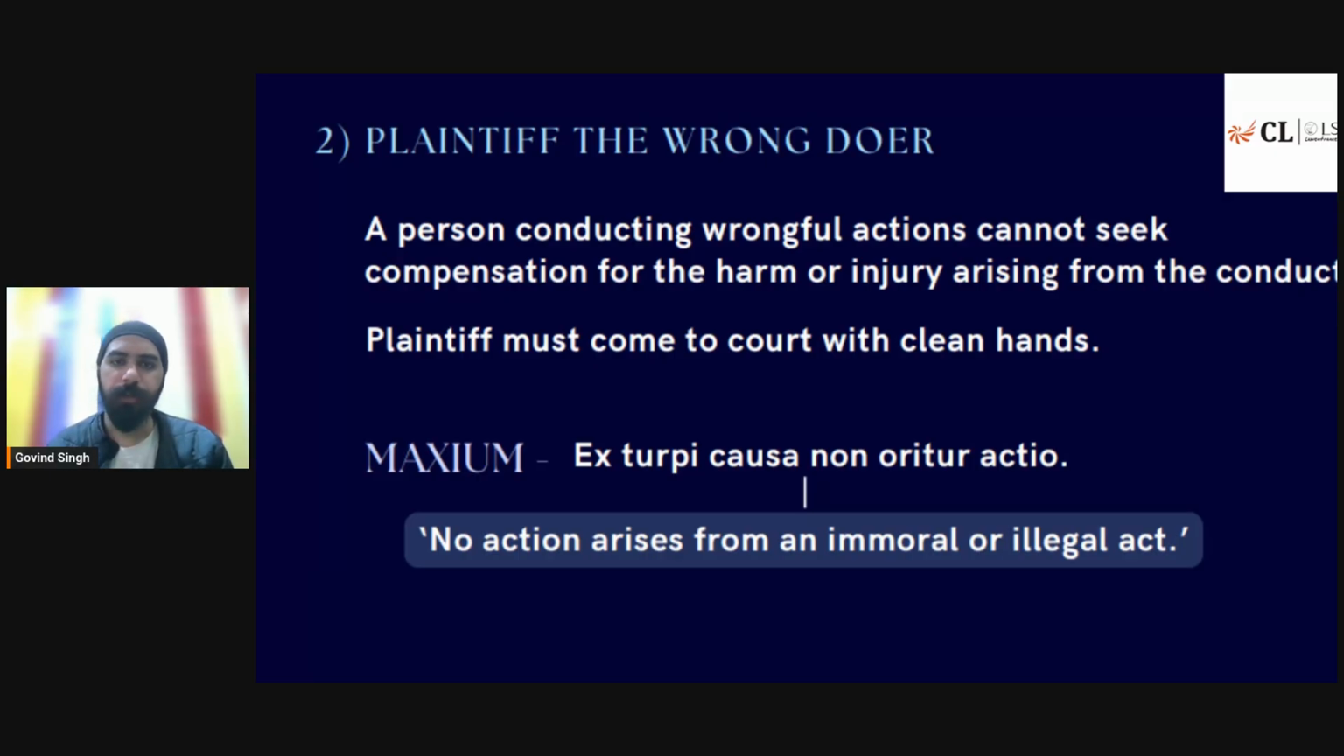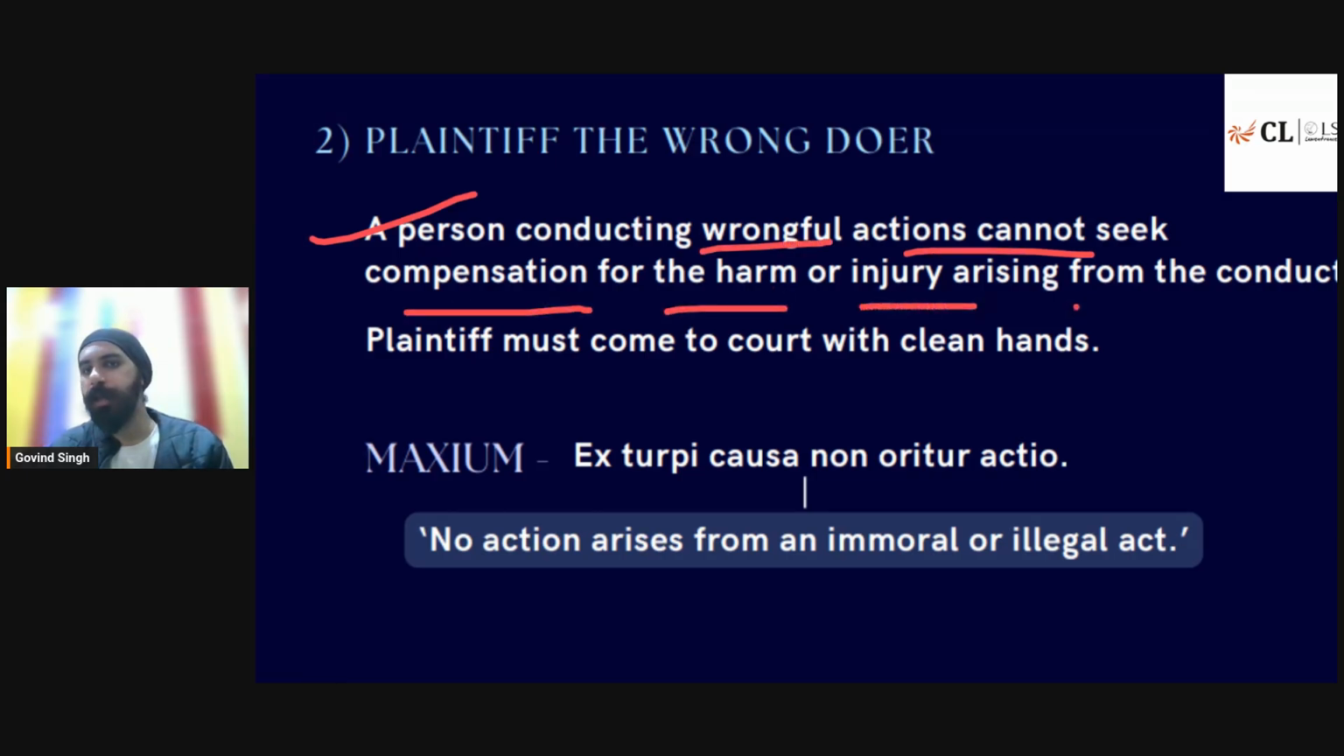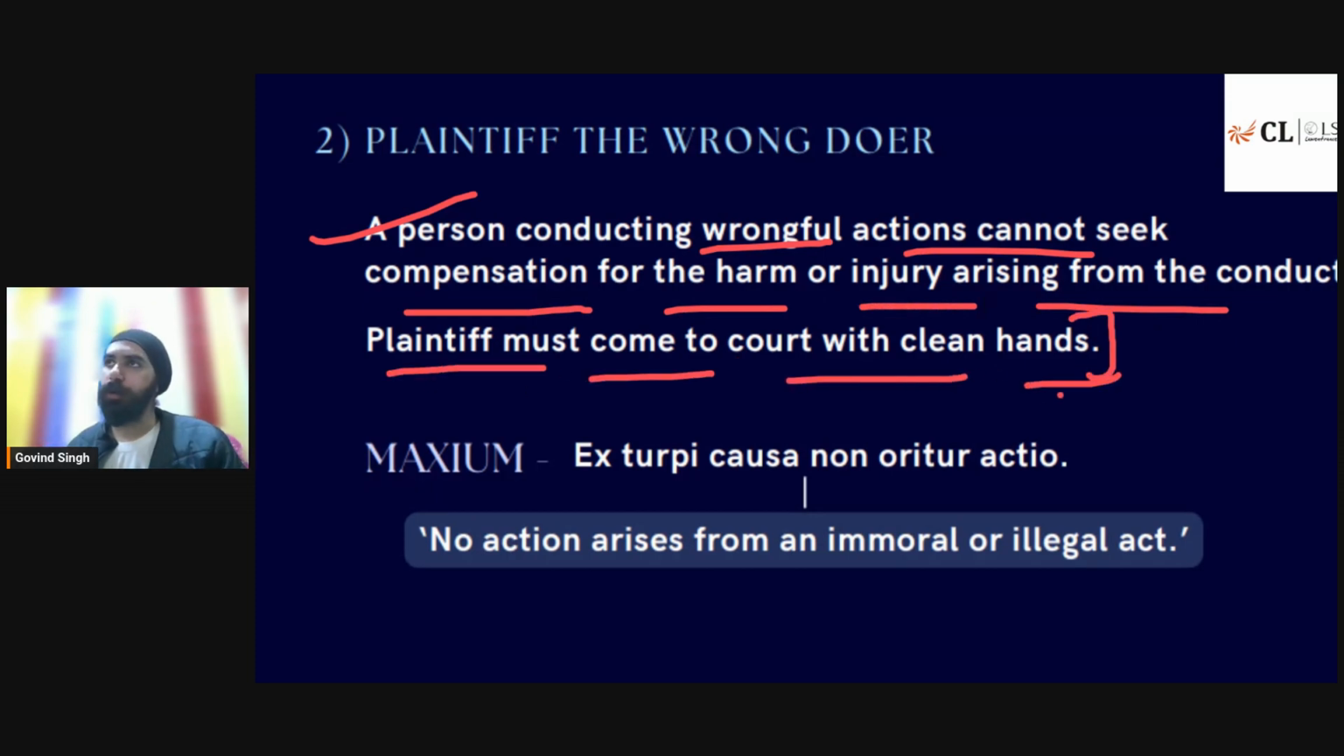For example, okay, chalo, let's read what is written. A person conducting wrongful actions cannot seek compensation for the harm or injury arising from the conduct. Plaintiff must come to the court with clean hands. So that means if you are going to the court to claim compensation for a wrong which has been committed to you, ऐसा नहीं होना चाहिए that you are also in a wrongful position.